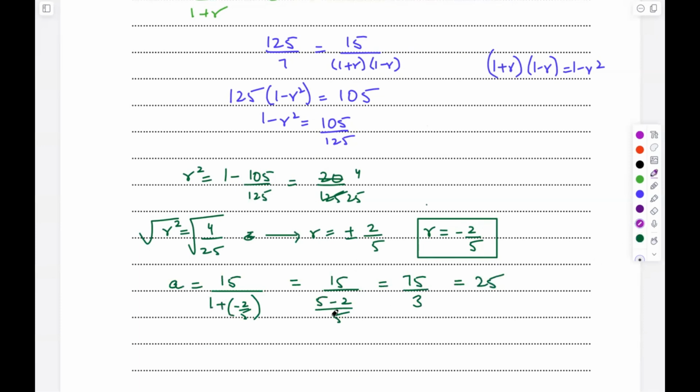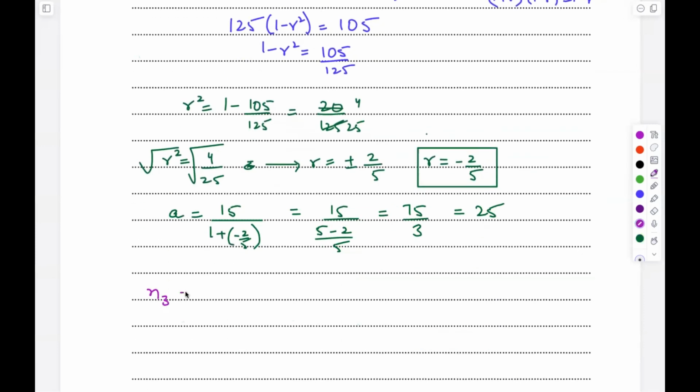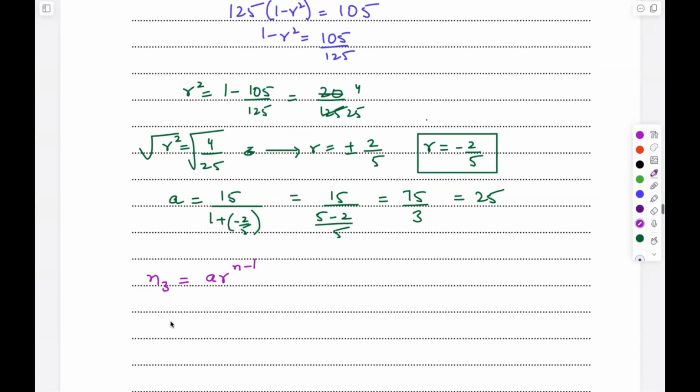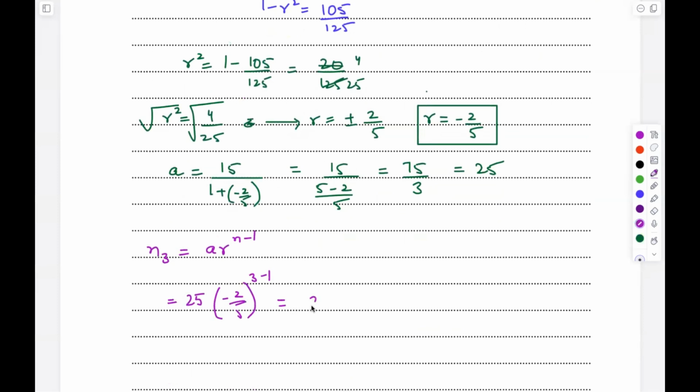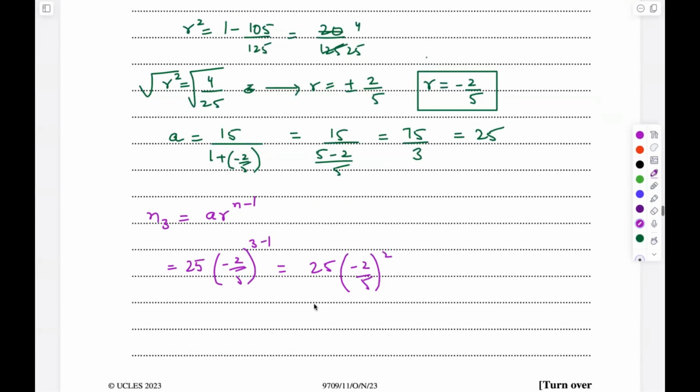Now, once we have the value of a as 25 and the value of r as minus 2 upon 5, the third term is given by the formula ar to the power n minus 1. A is 25, r is minus 2 upon 5, and n minus 1 becomes 3 minus 1. We can write it as 25 into minus 2 upon 5 whole squared, which equals 25 into 4 upon 25. 25 and 25 will cancel. So the third term of the progression equals positive 4.